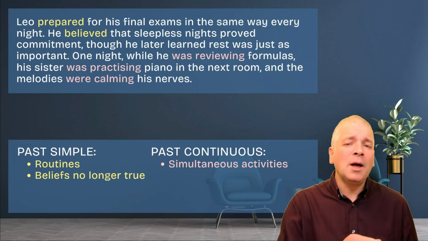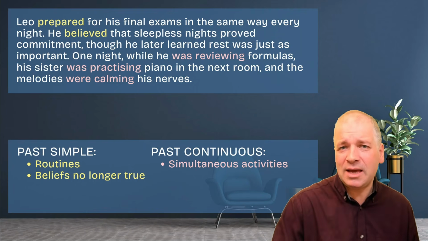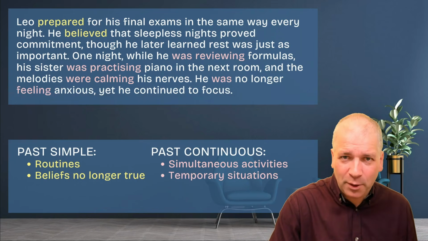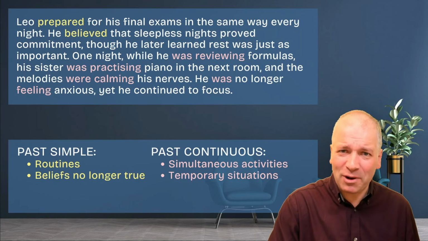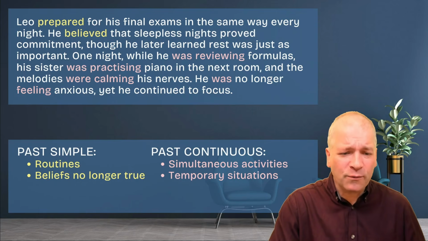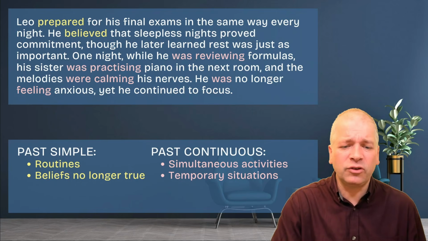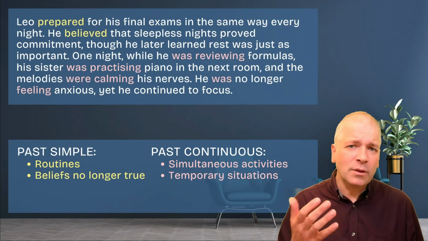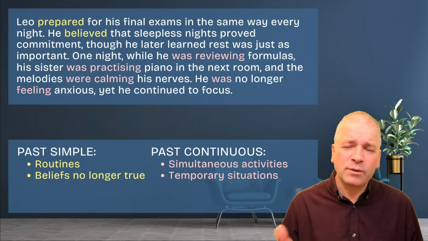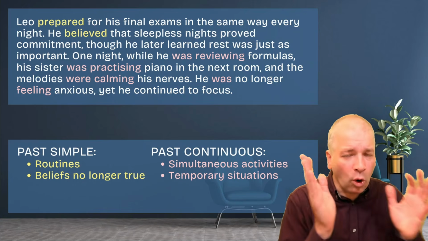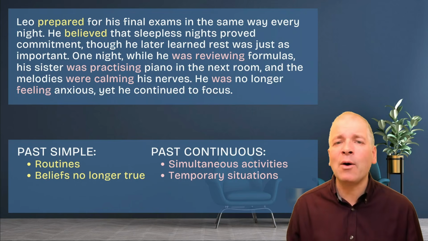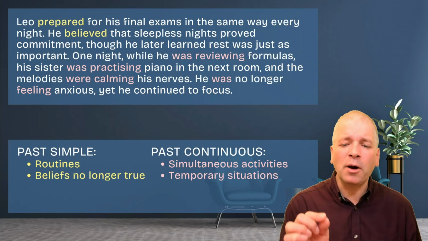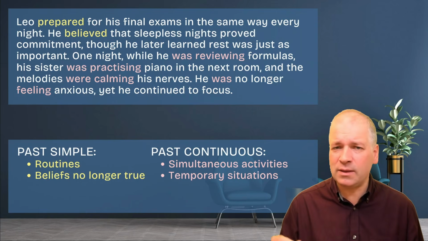The past simple progresses time, which we'll see in a moment. Progresses time. Also, with the past continuous, we'll use it for temporary activities. He was no longer feeling anxious, yet he continued to focus. So, no longer feeling anxious. This is something that obviously had been temporary beforehand. He was anxious for a while, and now he's not anymore. So it's temporary, and we can use the past continuous for temporary situations in the past.